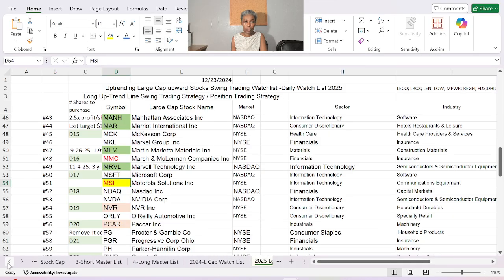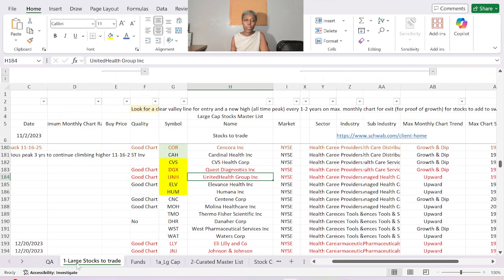We can leave our 2025 watch list and go back to our bigger list of stocks, and those are large cap growth stocks. If you just start swing trading, it depends on your strategy. We are using the uptrend swing trading strategy, therefore we are trading growth stocks. And as a beginner, I recommend large cap.